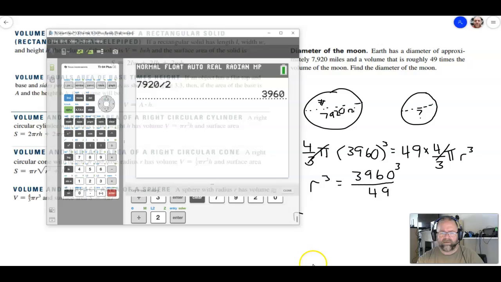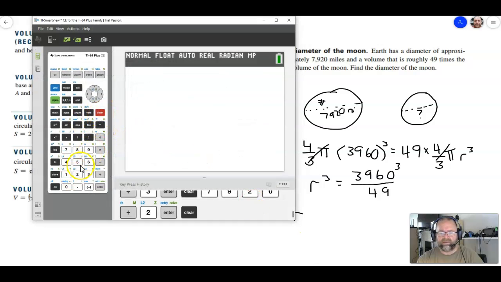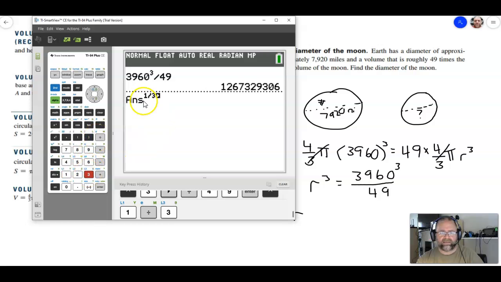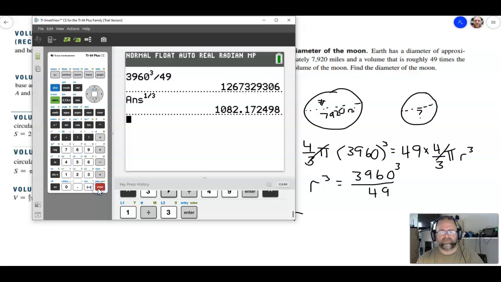Follow along here. I'm going to take the 3,960 and cube that, and then divide it by 49 to get a really big answer, and then take the cube root of it. That's kind of like the square root but for cubes. To do the cube root, you take that answer and raise it to the exponent 1/3. That's how you can do a cube root in your calculator. And I'm going to get 1,082.